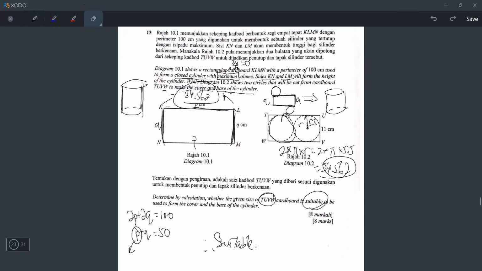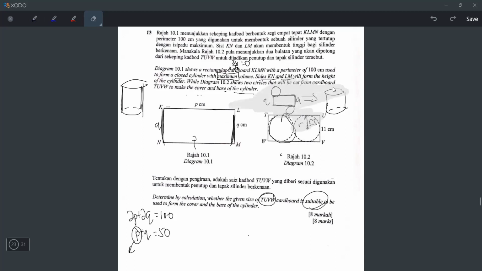Then I read the question again, and I realized, oh, I missed out this word, the word maximum. So then I knew I needed to use the differentiation method. It means this question is a differentiation question, not something easy like that. So then I knew I had done something wrong. So now, how do we get the full marks? How to get the 8 marks?